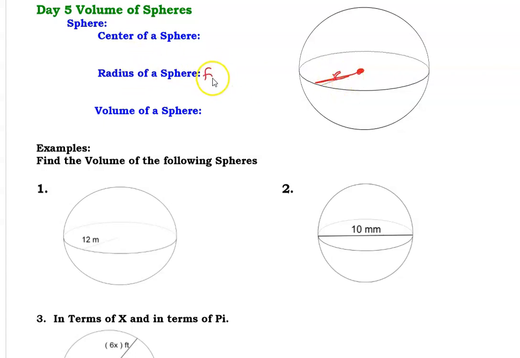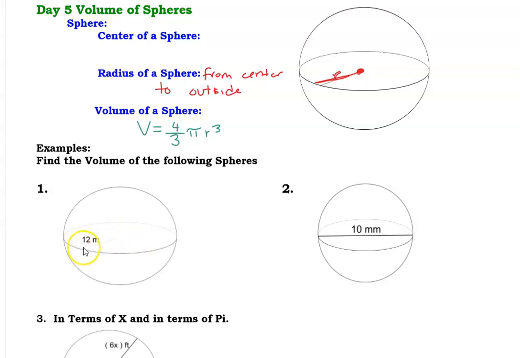So from center to outside, that distance. To find the volume of the sphere, we're going to use this equation. So volume is equal to 4/3 pi r cubed. Since we're dealing in 3 dimensions, that's why we use that cubed. We use it in other ones as well. So that's going to be our formula. So what we really just need is the radius.